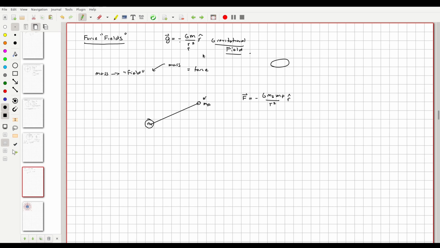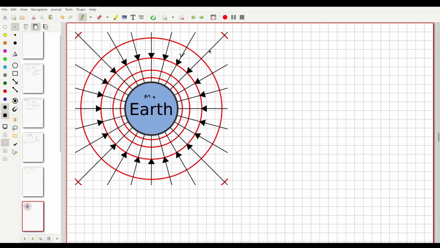So this is a radial field that goes in towards the center of something that has mass. Okay? Now, were you to place an object here that has a mass, it's going to experience a force that is in the same direction as the field line. That's what these are called. These are called field lines.